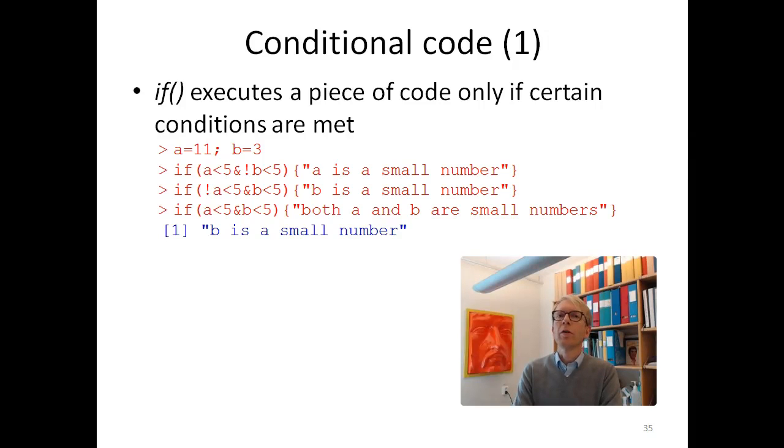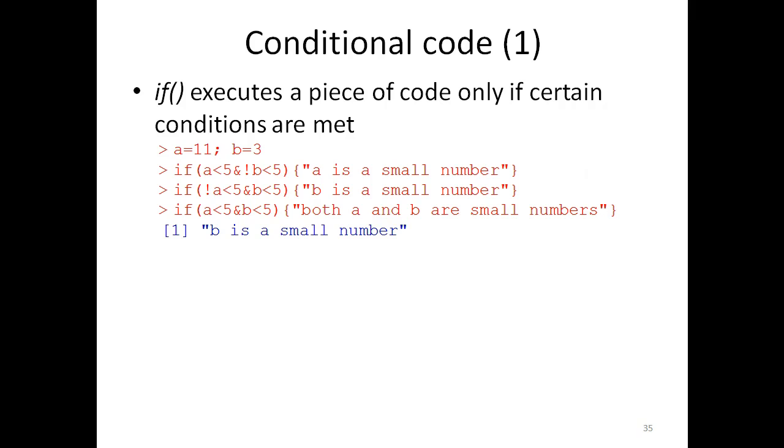Sometimes it's useful to have R code that is only executed under certain conditions. And to do this, you can use the if command. In this example, we use the if code to give some sort of reply depending on the values of A and B. And we have a compound condition. We want to look at the values of both A and B simultaneously.